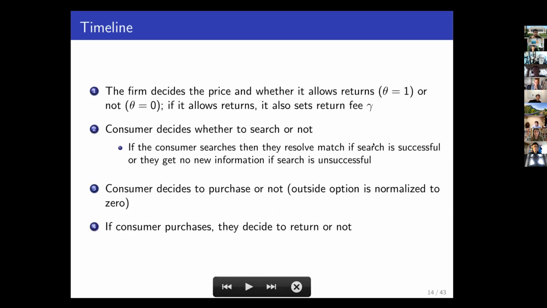So, a very simple model. The timeline is that the firm decides the price and whether it allows the return, and also it sets the return fee if it allows returns.